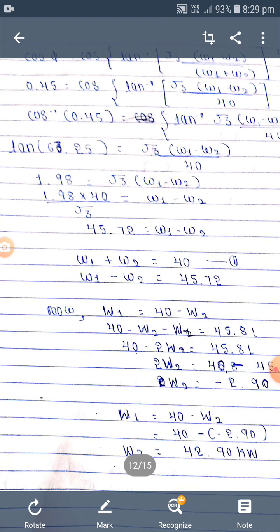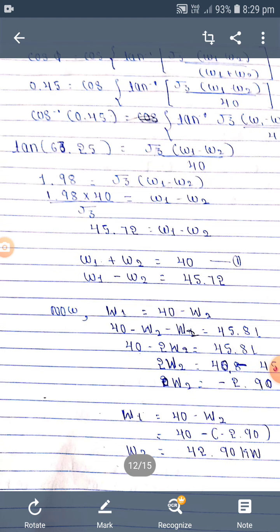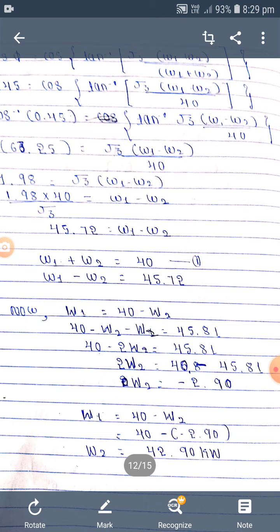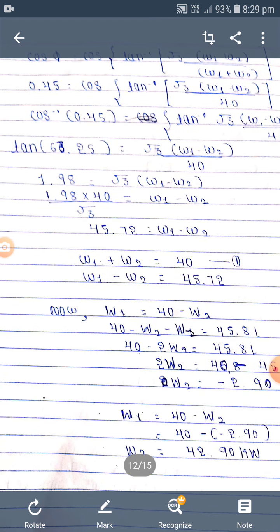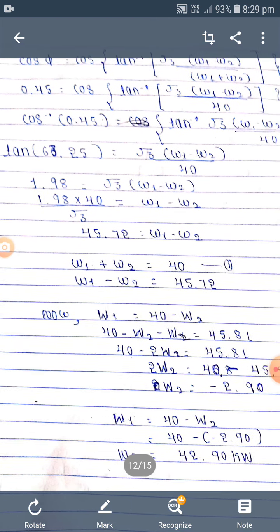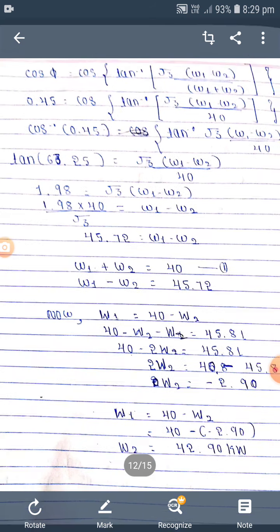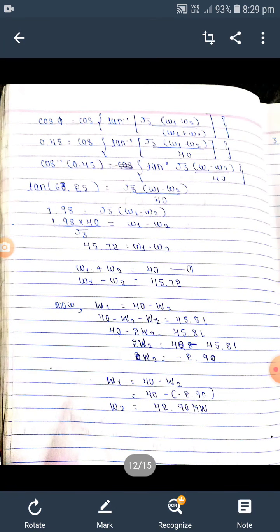Now there are two equations and two unknowns. You can solve by any method. Then you will get W2 equal to minus 2.90. Then W1 is equal to 40 minus of minus 2.90, so W1 will be 42.90 kilowatts. You will get similar kind of problems in the examination.